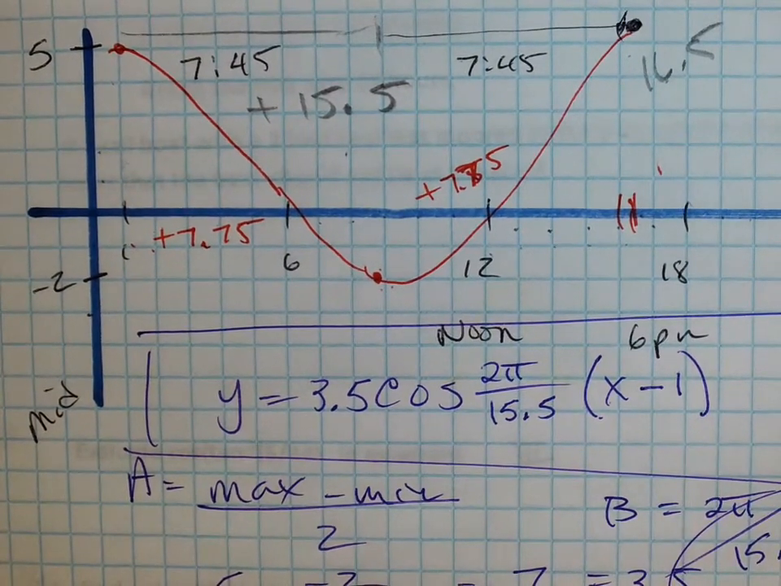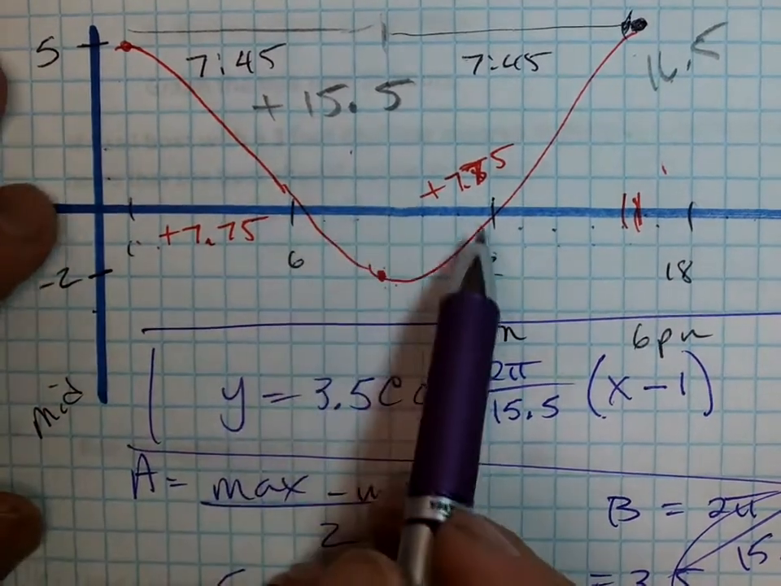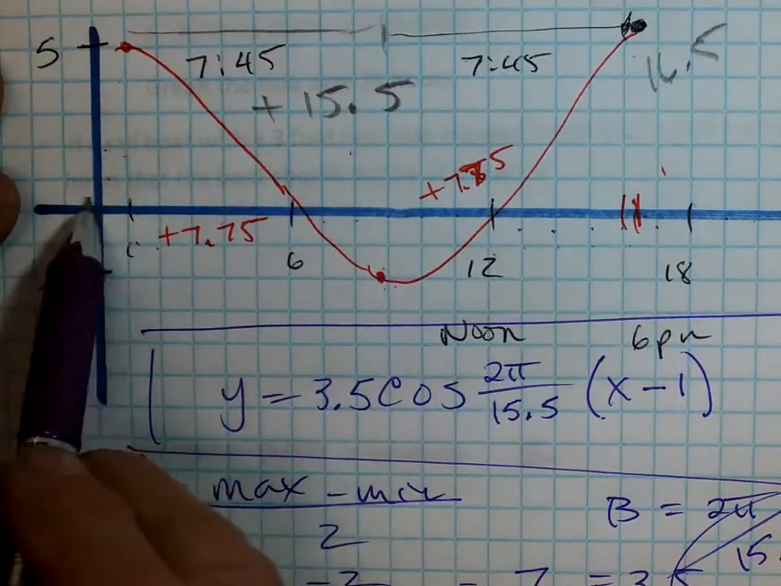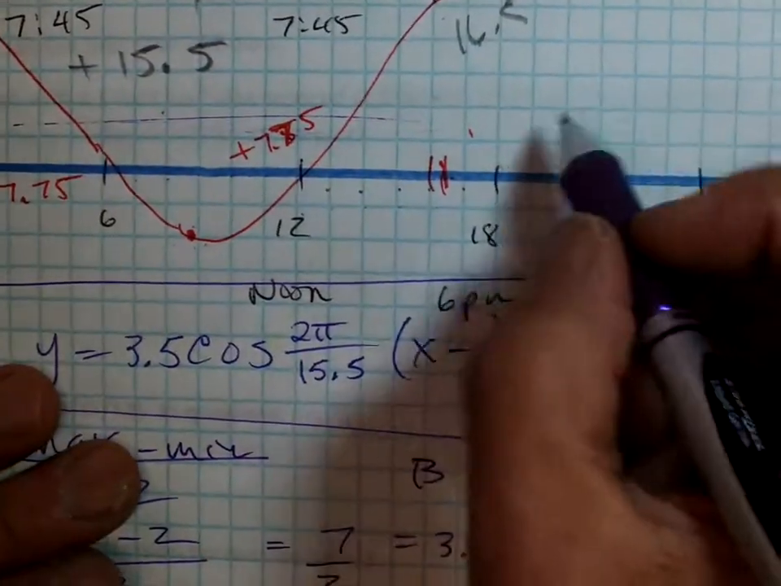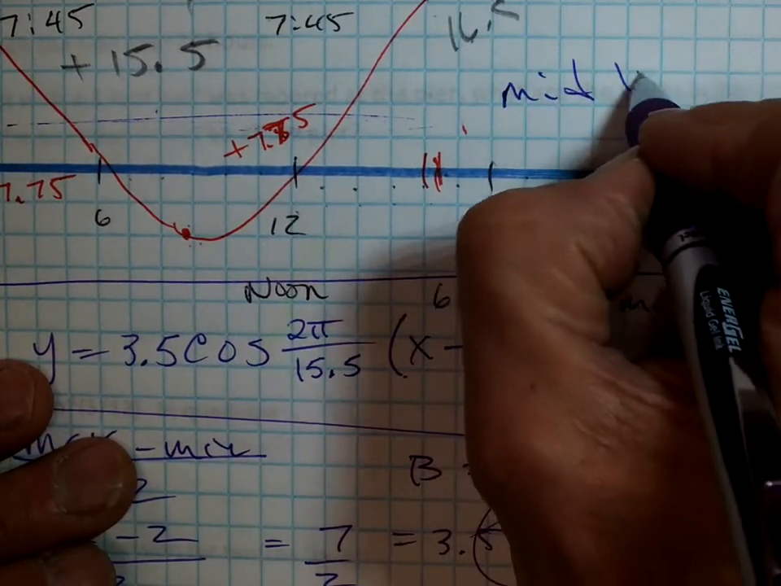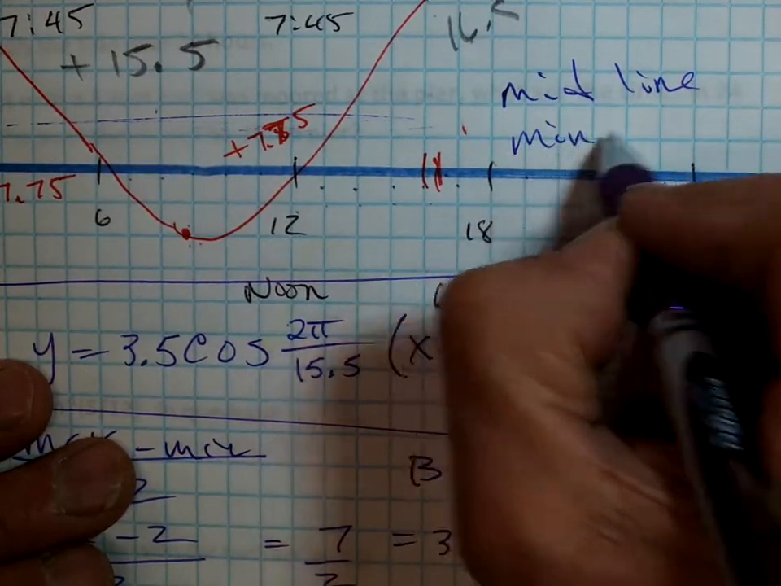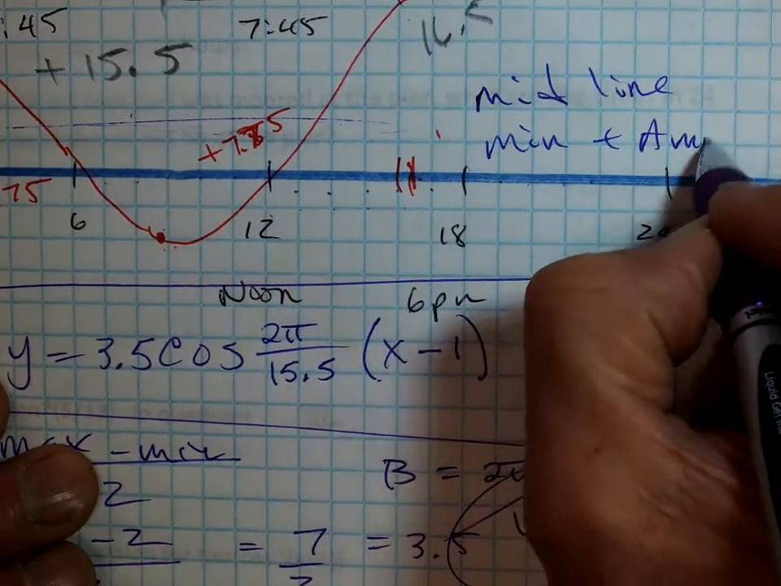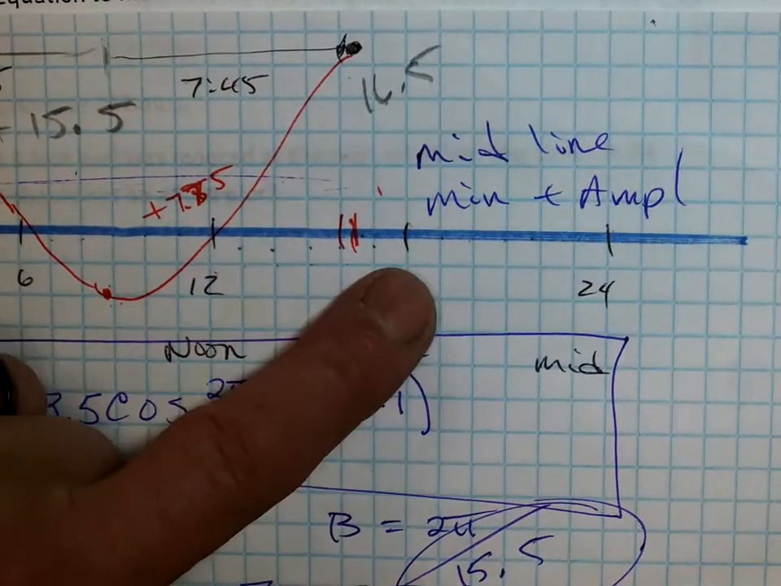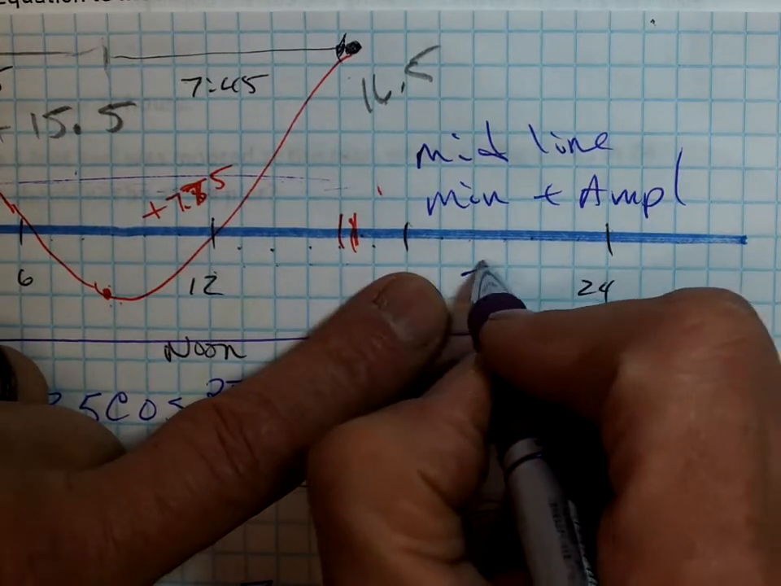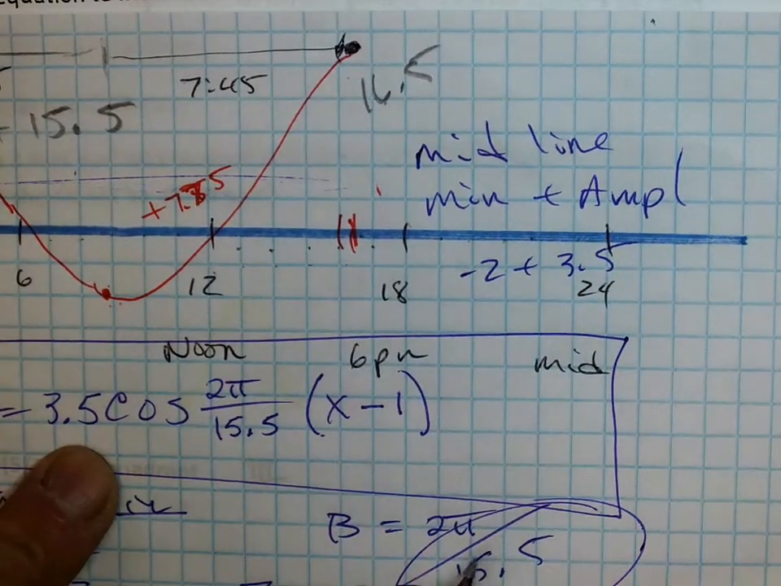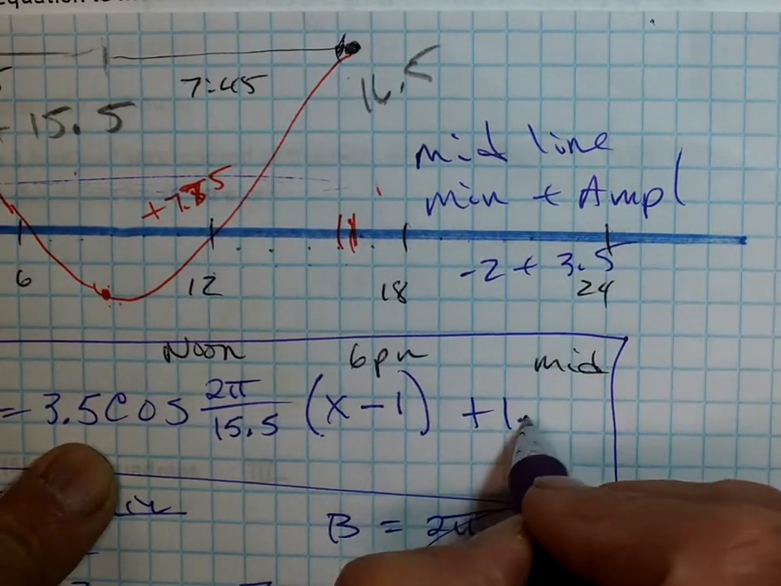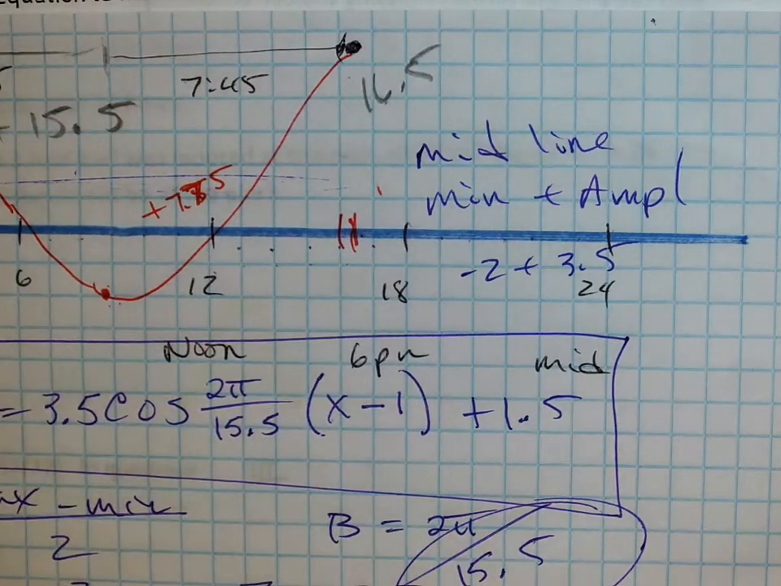And then the whole curve, the midline, is somewhere in here. If you're not sure how to get the midline, we can take our minimum plus our amplitude to get our midline, okay? So our midline is going to be the minimum, negative 2, plus our amplitude, 3.5, which makes 1.5. Boom, there's my equation. Highlight that, okay?